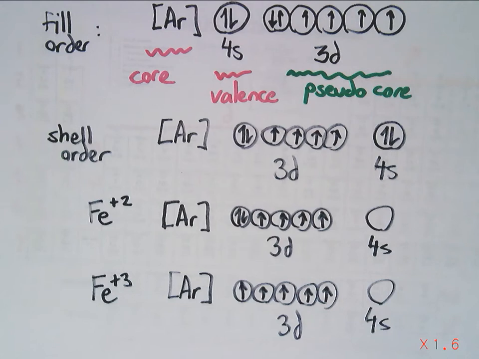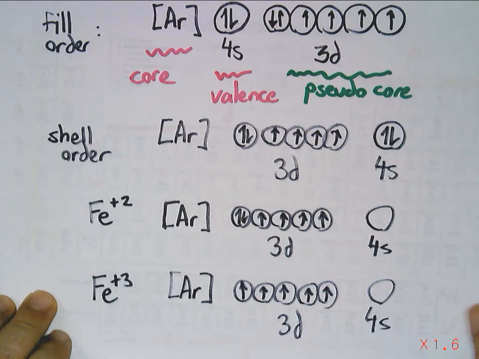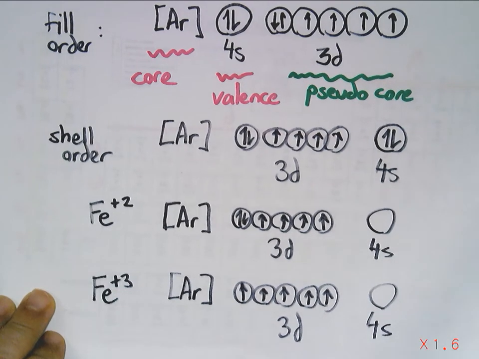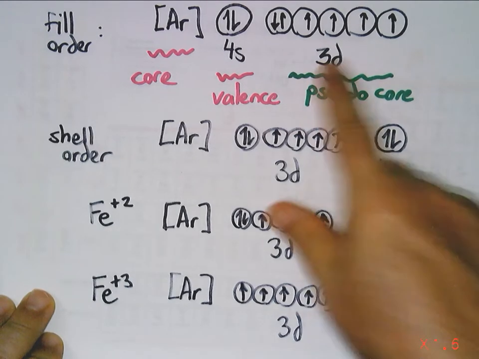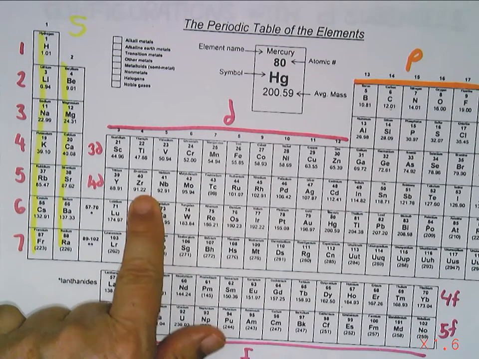All right, so with Ds, you have to be careful when you're counting into the subshell that you just use the row number for the number that goes in front of the Ds. You use one less than the row number. Let's do another one. How about, let's do zirconium.